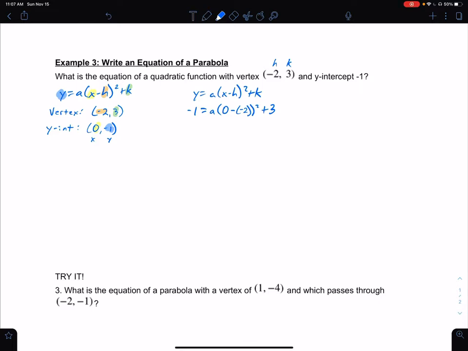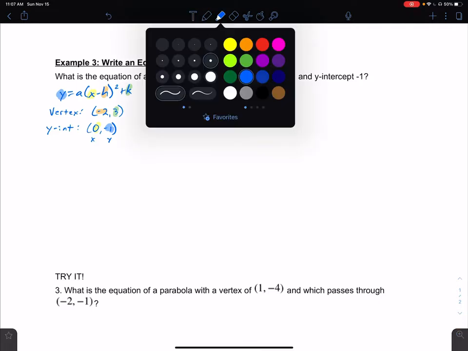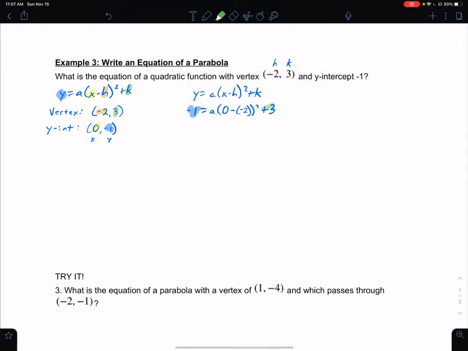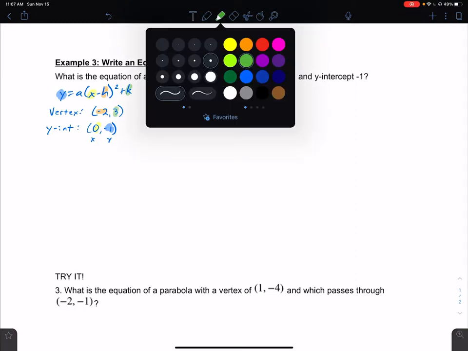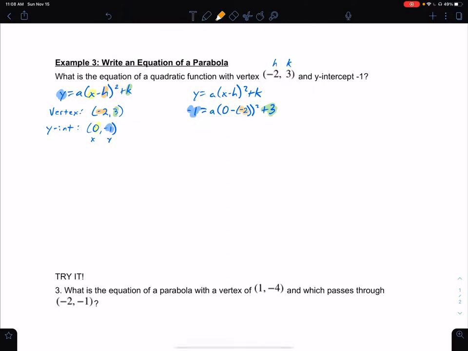So let's do some highlighting. We had -1 there. K is 3, that went there. H was this -2, and x was this 0. Now that we've plugged all these in, we only have one variable, which is a, so we can solve for that. We're going to simplify this. It's going to be 0 plus 2. Then just keep working through the problem until you are able to solve for whatever a happens to be.